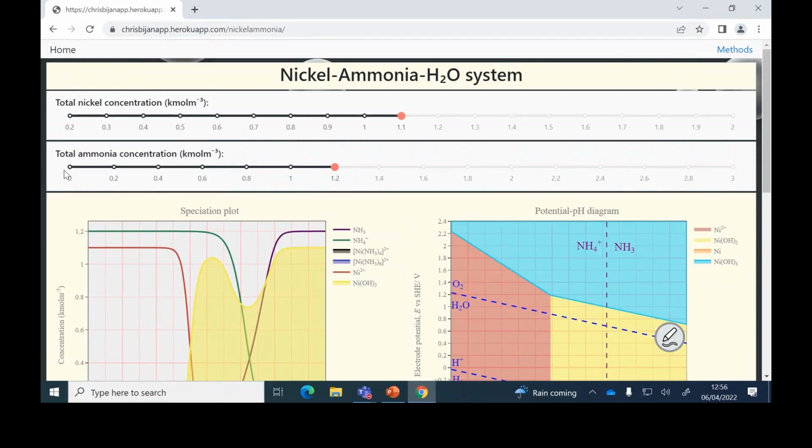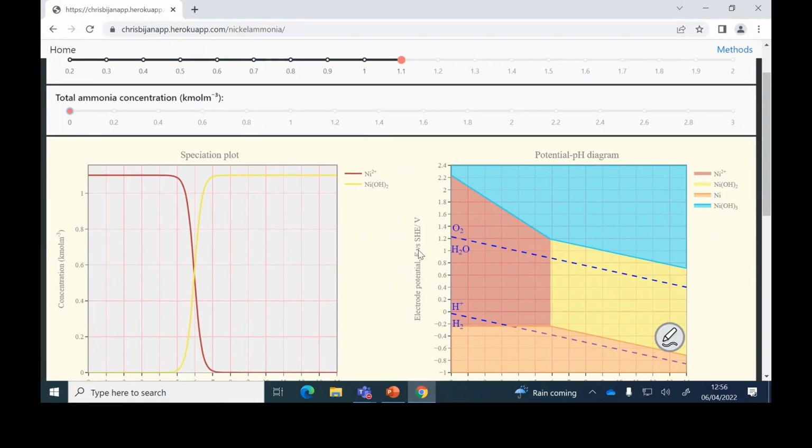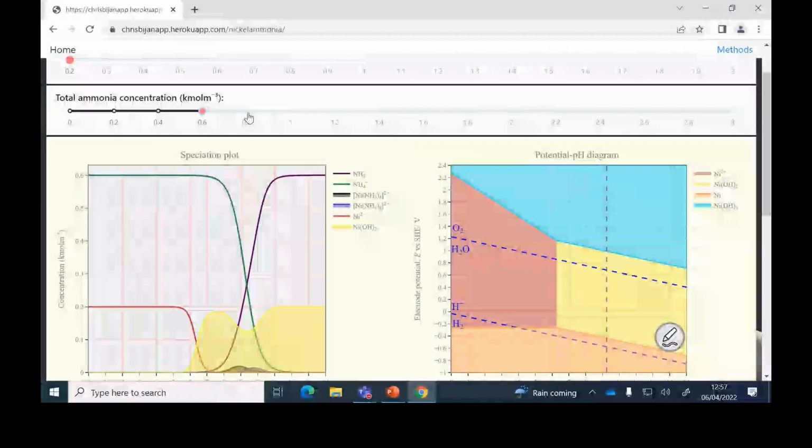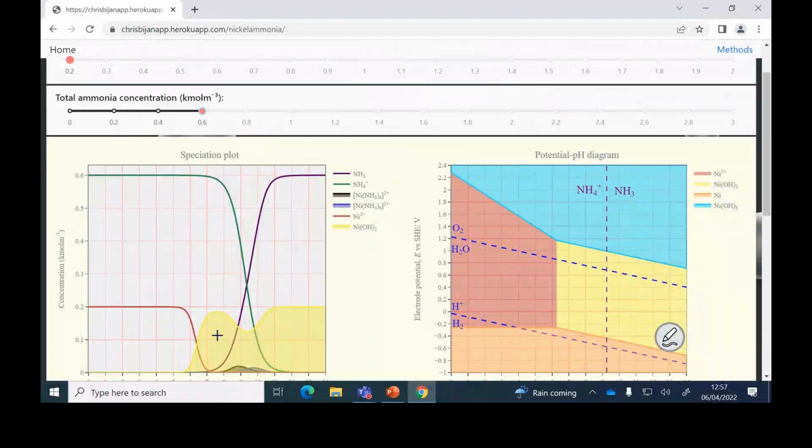And what we can do is set the ammonia concentration to 0, and then we're down to our standard nickel potential pH diagram that we've seen before. So we can see that if we reduce the nickel concentration, that equilibrium pH shifts. And now we want to see what happens if we gradually start adding ammonia. So let's say we add a bit. Okay. It does change the speciation, but it doesn't change the potential pH diagram. The potential pH diagram only includes species that are predominant in the solution. So it's not for all species that exist in the solution. It's only for species that have the highest concentration.